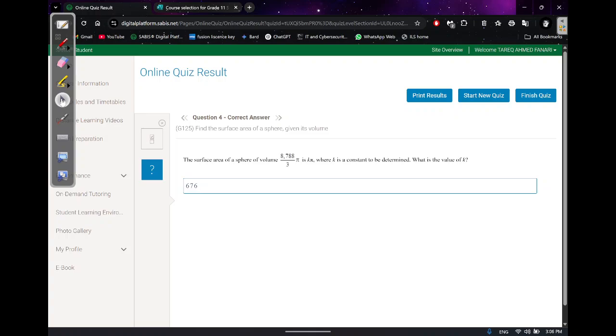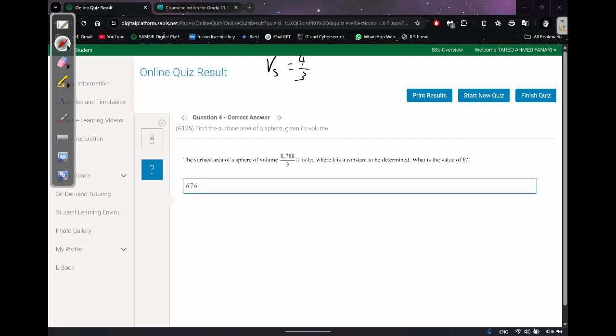Okay, the surface area of a sphere of volume 8788 over 3 pi is k pi, where k is a constant to be determined. What's the value of k? Now, remember that the volume of the sphere is 4 over 3 pi r cubed. But here there's also a new formula that you should definitely already know. The total surface area of the sphere is 4 pi r squared.